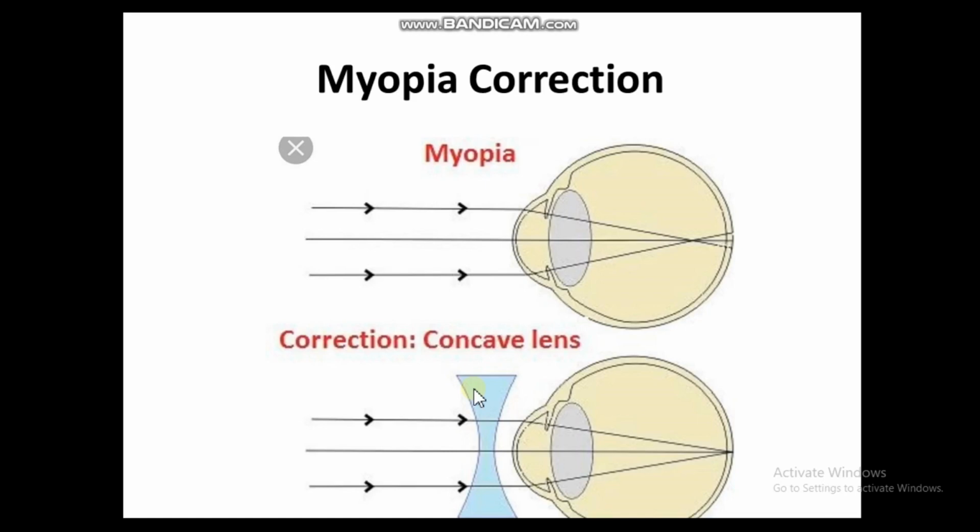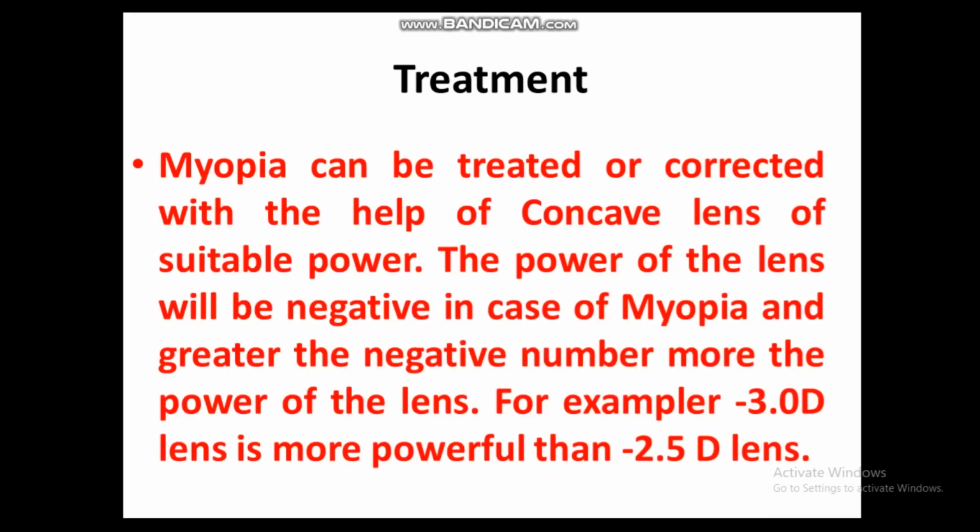He will diagnose the problem, how much the problem is, and depending on that he will prescribe us glasses. And that concave lens will have a prescribed power, and depending on that this myopia can be corrected. So this can be corrected using a prescribed powered concave lens. So myopia can be treated or corrected with the help of a concave lens of suitable power.